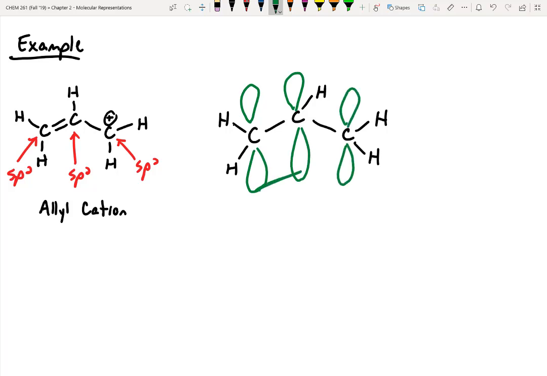Okay, so as drawn right here, we know that there's a pi bond between those left 2 carbons. The carbon on the far right also has a p orbital, right? Is there anything in this p orbital right here? No, it's empty. It's completely empty. So what you can do is show that with a positive charge, but all of these are p orbitals.